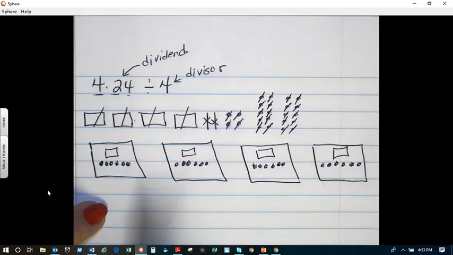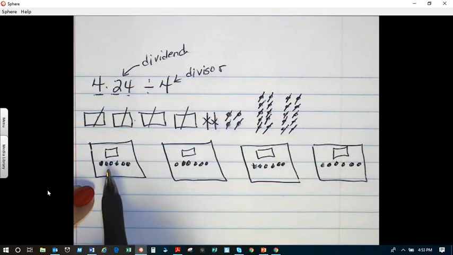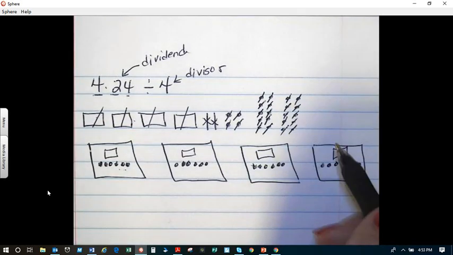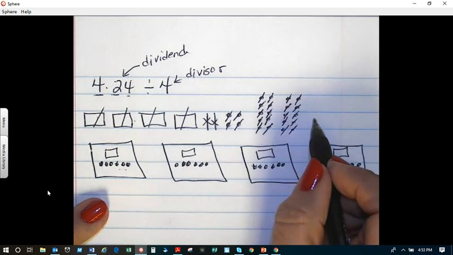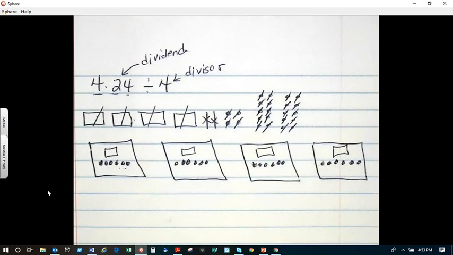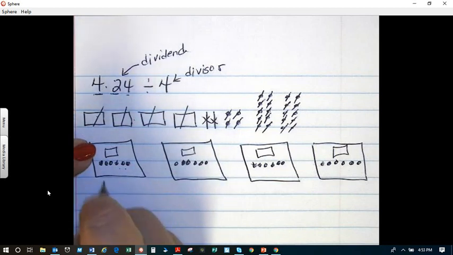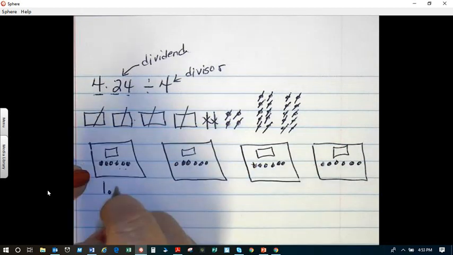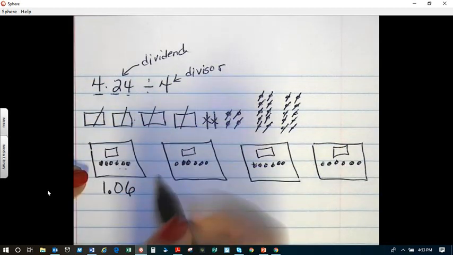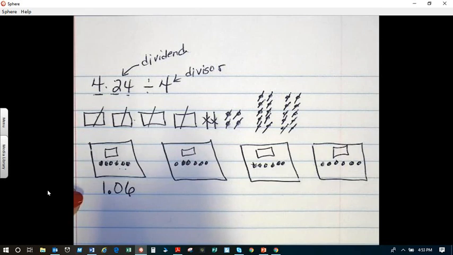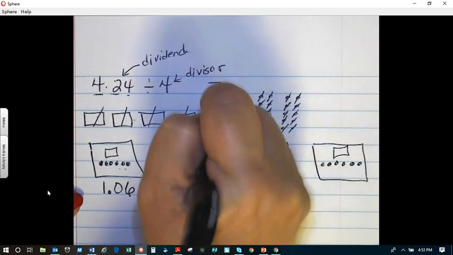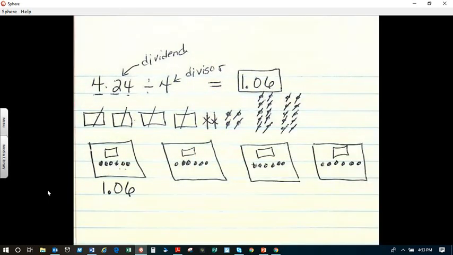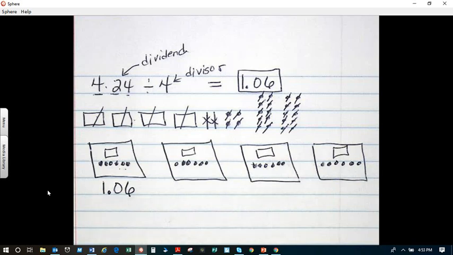Sorry about that, because I have 1, 2, 3, 4 groups, and in each group there are 6 hundredths, and that will give me 4 times 6 hundredths is 24 hundredths. And so my answer then will be what? 1 and how many hundredths? Are there any tenths? No. So this will be 1 and 6 hundredths. So the answer, my quotient, is 1 and 6 hundredths. Okay? All right, there we go. That was the answer to number 1.